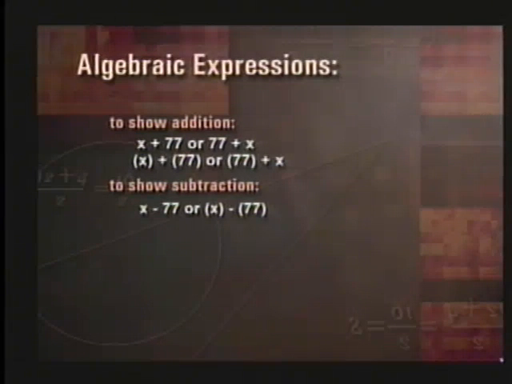Now, to show subtraction, we write x minus 77, or with parentheses, x subtract 77. Now, notice you cannot write subtraction in reverse order. It does not have the same meaning. So, in other words, x minus 77 and 77 minus x are not the same creature.